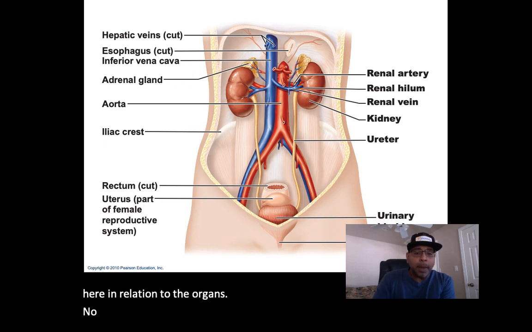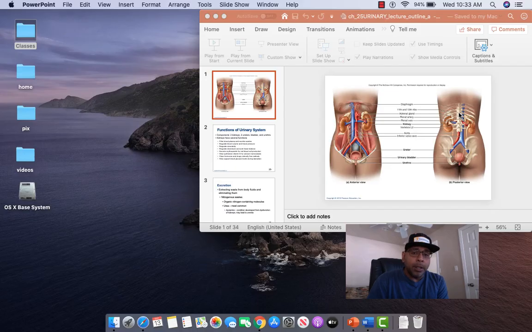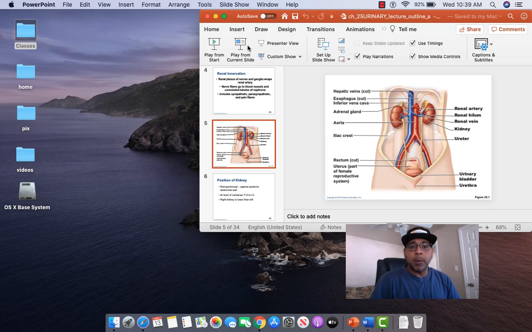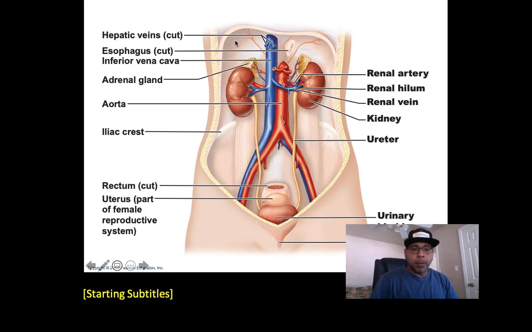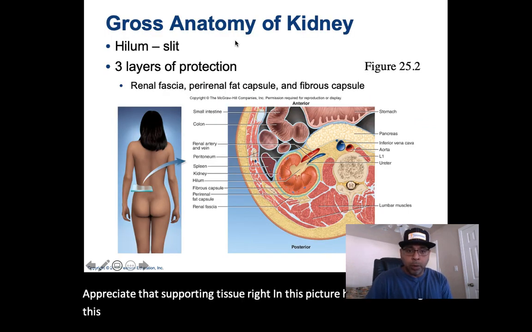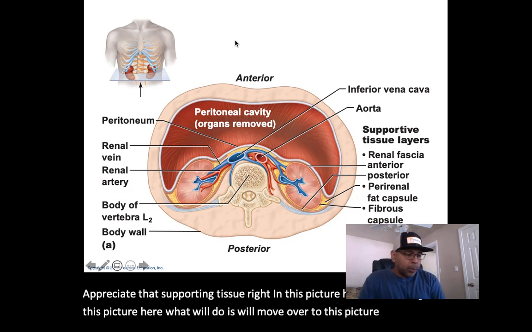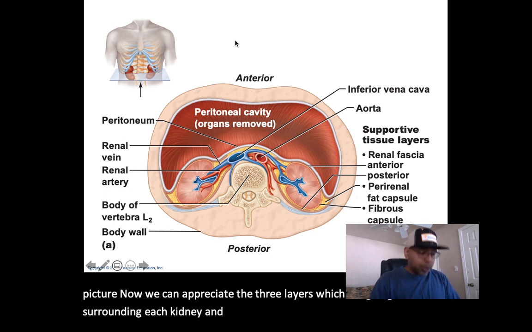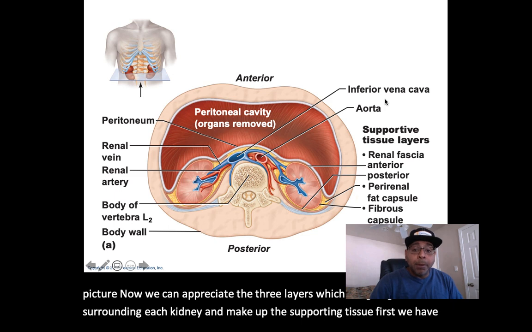Now, when we go through and talk about these kidneys, here you can appreciate some supporting tissue in relation to them as well. The supporting tissue is going to be made up of various components. We can appreciate it right in this picture here and also right in this picture here. What we'll do is move over to this picture here. In this picture we can appreciate the 3 layers which are going to be surrounding each kidney and make up the supporting tissue. First, we have what we call the fibrous capsule.